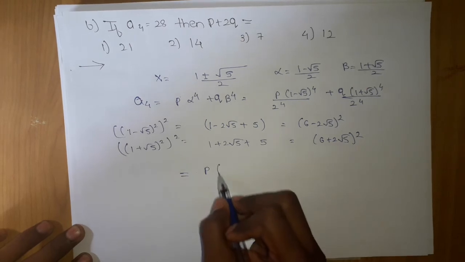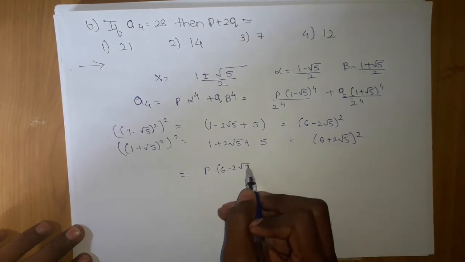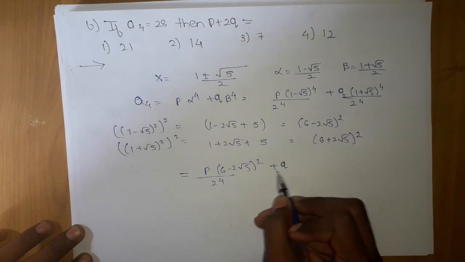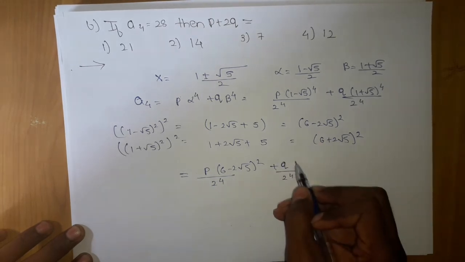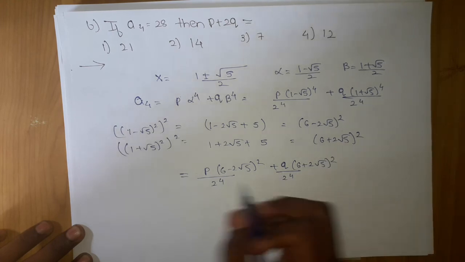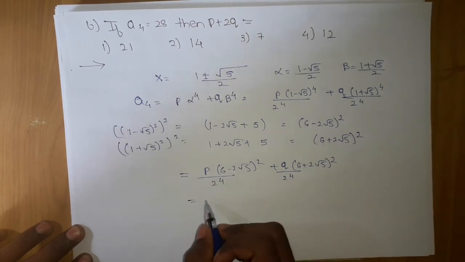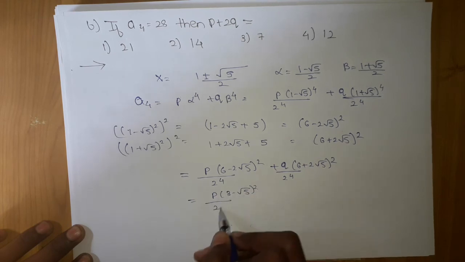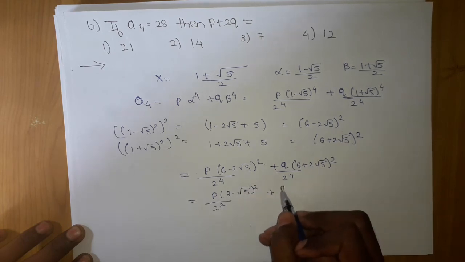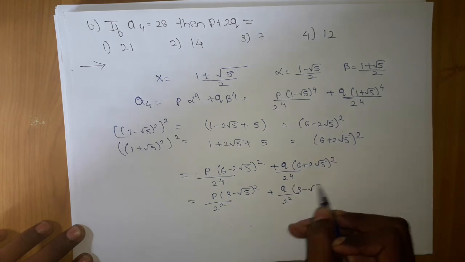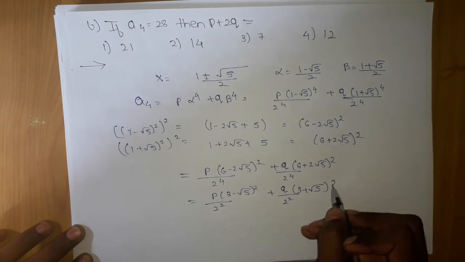So p into (6 minus 2 root 5) the whole square upon 2 to the power 4, plus q upon 2 to the power 4 into (6 plus 2 root 5) the whole square. If I bring 2 outside, I will get 4, which gives (3 minus root 5) the whole square upon 2 to the power 2, plus q upon 2 to the power 2 into (3 plus root 5) the whole square.